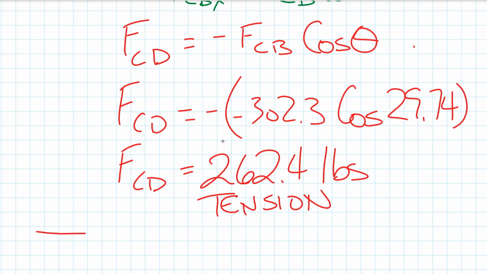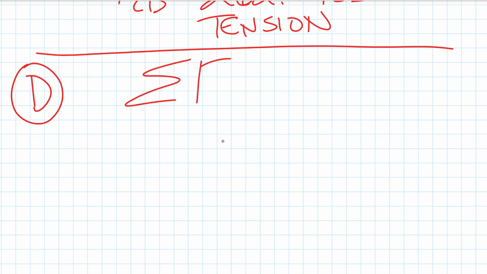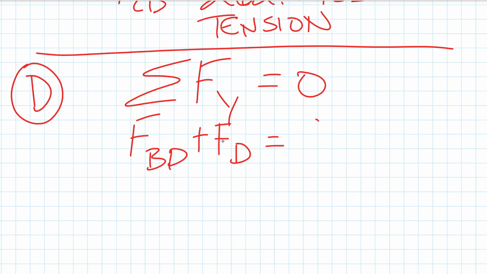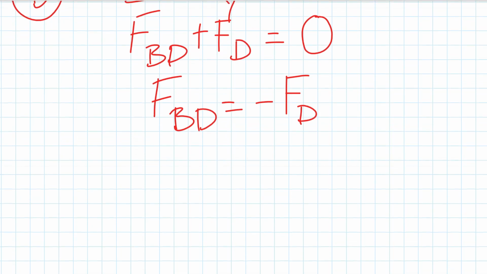All right, last one is at point D. At point D, we're going to look at the sum of the forces in the y direction. That has to be equal to 0. We're going to assume everything's under tension. So FBD plus the force at point D is equal to 0. And that tells us that the force on BD is equal to the negative value of FD. And there's nothing else going on here. There's no trig to do on this one because it's straight up and down.